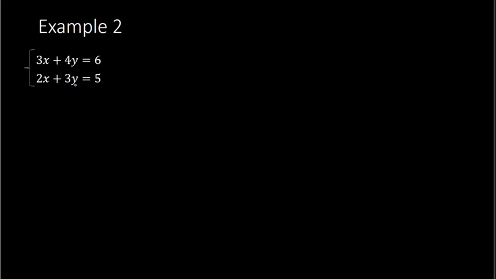Now looking back at the initial question, we chose initially to get the x's to cancel by multiplying the top by 2 and the bottom by 3. I could have done the y's as well. So looking here at the y's, I can try to get these to cancel if I would rather. And to do that, I see the 4 and the 3. If I multiply the top equation by the 3 and the bottom equation by the 4, then we would get 9x plus 12y equals 18, and then 8x plus 12y equals 4 times 5 is 20.